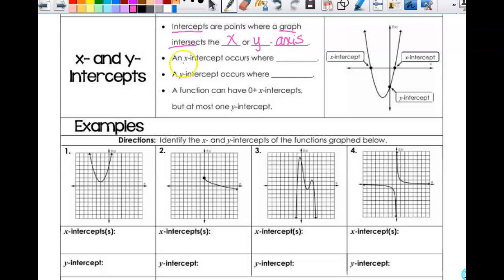An X-intercept occurs where Y equals 0. A Y-intercept occurs where X equals 0. That's definitely like way old business, right? A function, so specifically talking about functions, a function can have 0 plus X-intercepts, but at most one Y-intercept, because if it has more than one Y-intercept, it can't be a function, right?